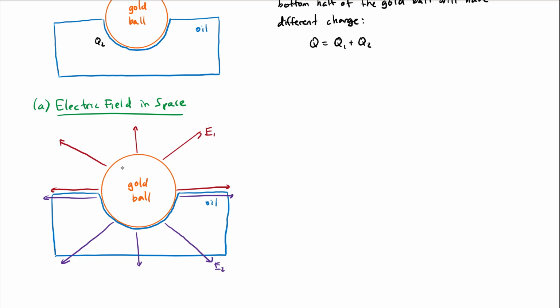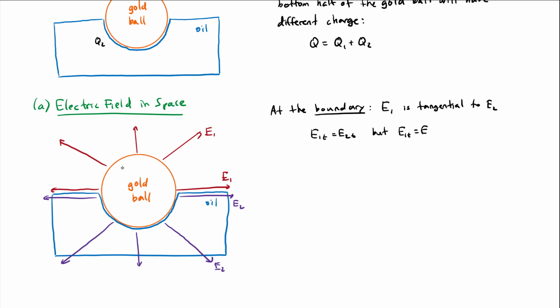At the boundary, we can consider a few things. We know that E1 is tangential to E2. These two are tangent to each other. And that means I have E1t being equal to E2t. But exactly at the boundaries, the full magnitude of E1 and E2 are basically the tangential components. So we have E1t being equal to E1 and E2t being equal to E2. So this means E1 is equal to E2, and we might as well just give them a common name, E.